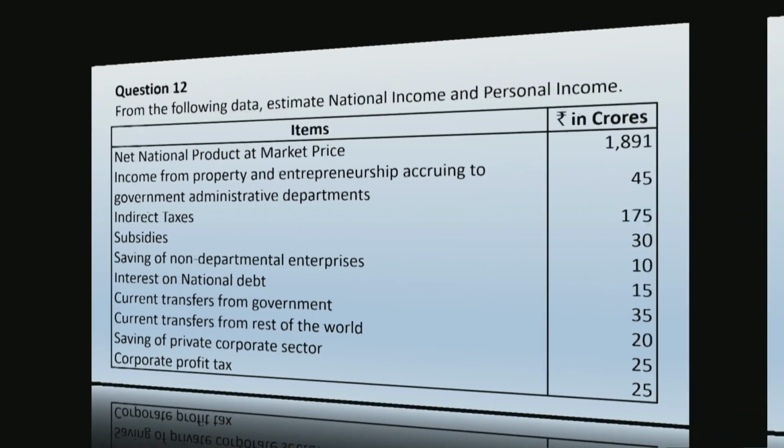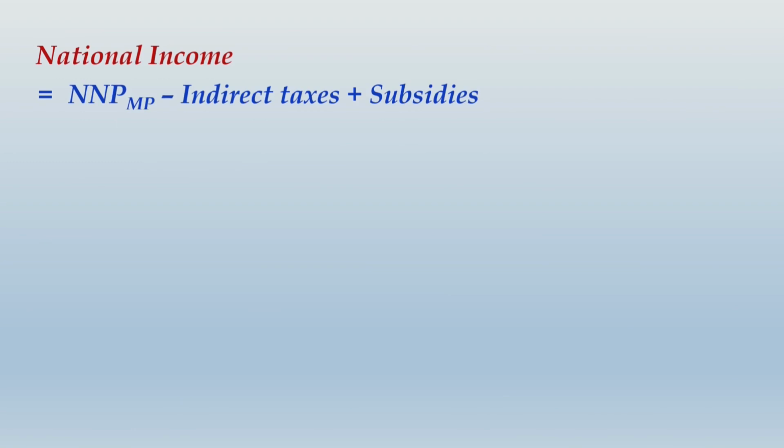So let us look into how to present the solution. You start with national income calculation, which will be NNP at market price minus indirect taxes plus subsidies. All figures are readily available. 1746 crores will be your answer. So just write these couple of lines first and then I take you ahead.